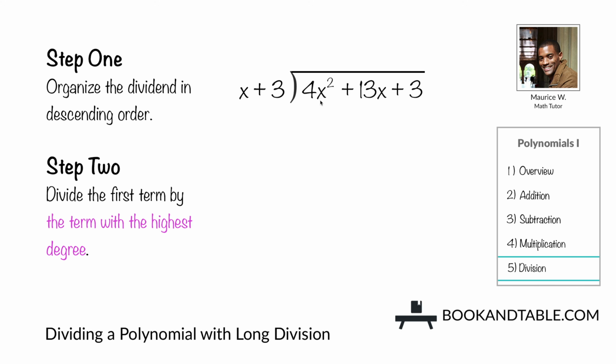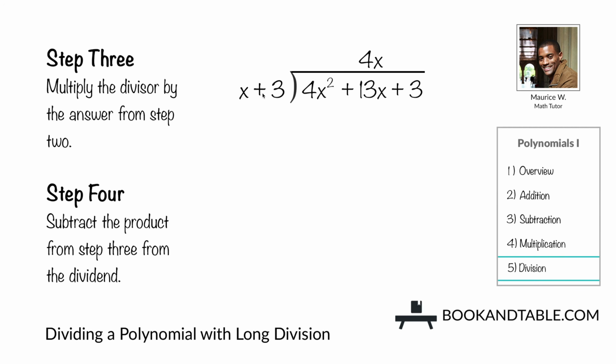Step 2, divide the first term, 4x squared, by the term with the highest degree. The constant has a degree of 0. X has an exponent of 1. So 1 is larger than 0. So we're going to divide 4x squared by x, and that gives us 4x. We then want to multiply the divisor, x plus 3, times the answer that we got from step 2, which was 4x. When we do so, we get 4x times x, which is 4x squared, and 4x times 3 is 12x. Step 4, subtract this product from the dividend.